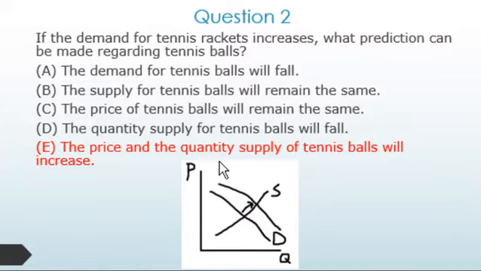The quantity supplied means that you're shifting upward on the supply curve, but the supply is staying constant, while the demand is increasing. So you see that the second point has a higher quantity than the original point and a higher price than the original point.